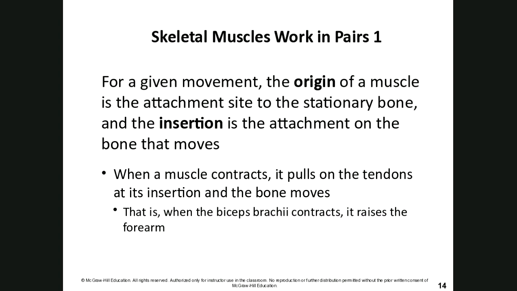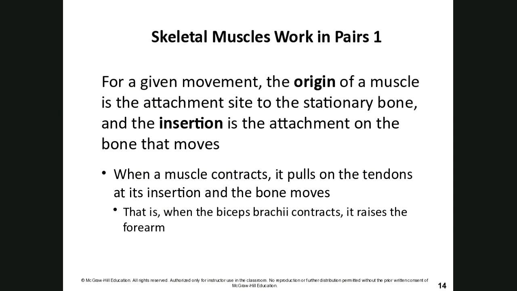The insertion, on the other hand, is attached to the bone that's going to actually be moved. So when the muscle contracts, it will actually pull the tendons on the insertion part of the bone. The tendons will bind and fuse with the periosteum that's surrounding the bone that it's attached to, and that allows the bone to move.